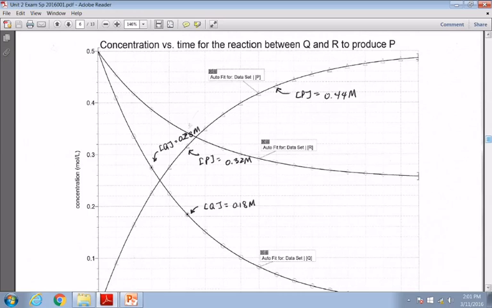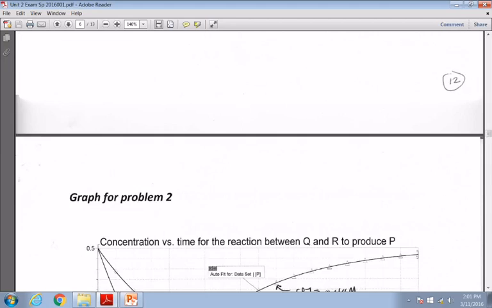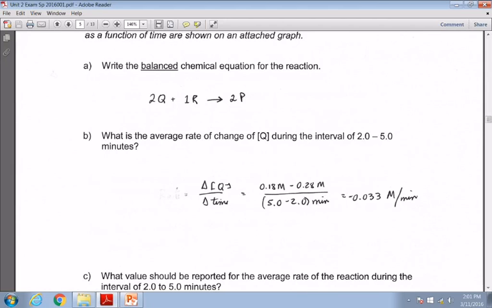Okay. So the best way to describe that, you can either go Q plus 1/2 of R goes to form P, or like I did, 2Q plus R goes to form 2P.